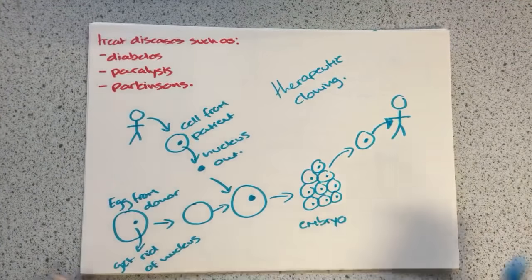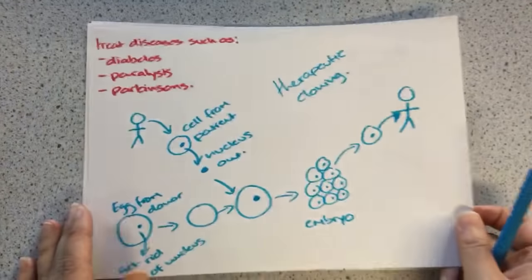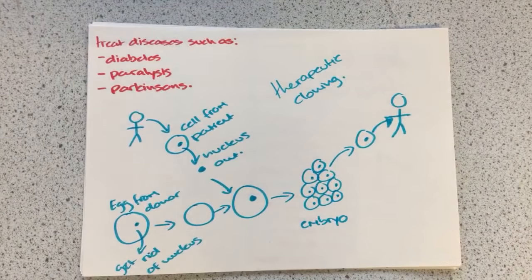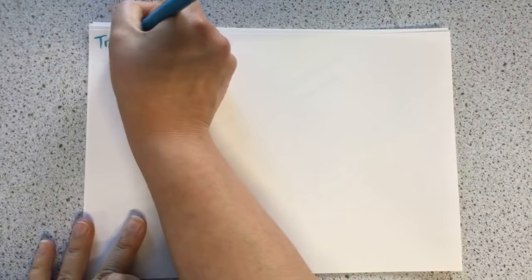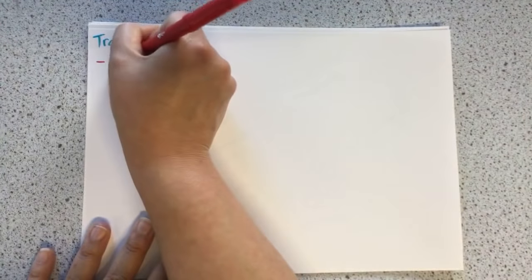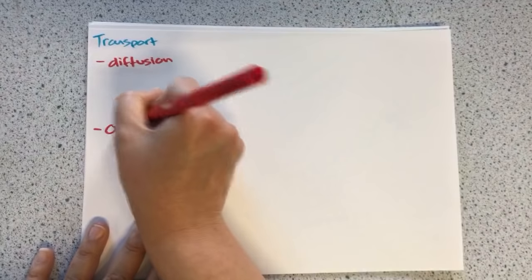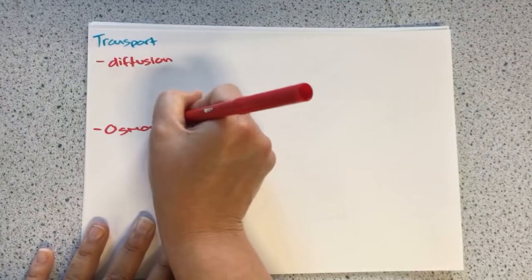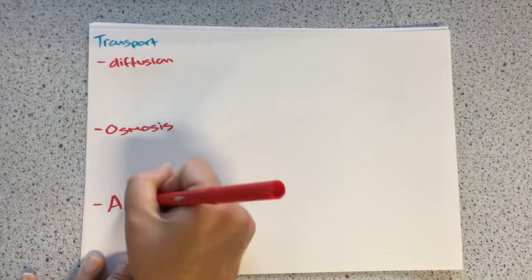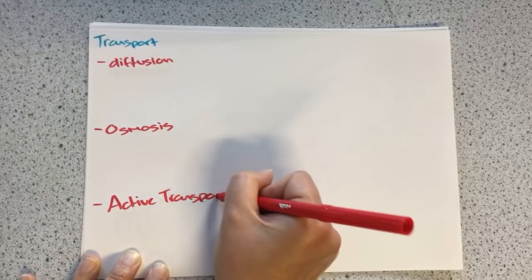Right, going over time. Last little bit, I'll just give you the definitions. So you need to know about transport in cells. You obviously should know this, so I'll just give you the definitions. So in transport, there are 3 definitions that you need to know. You need to know what diffusion is. You need to know what osmosis is. And you need to know what active transport is.